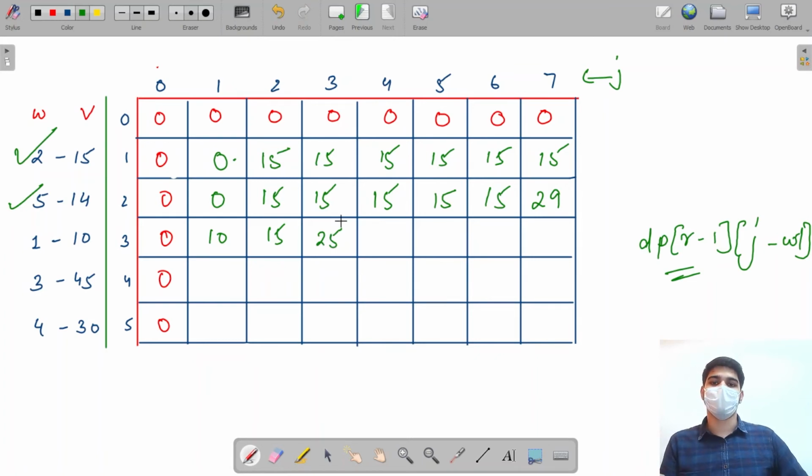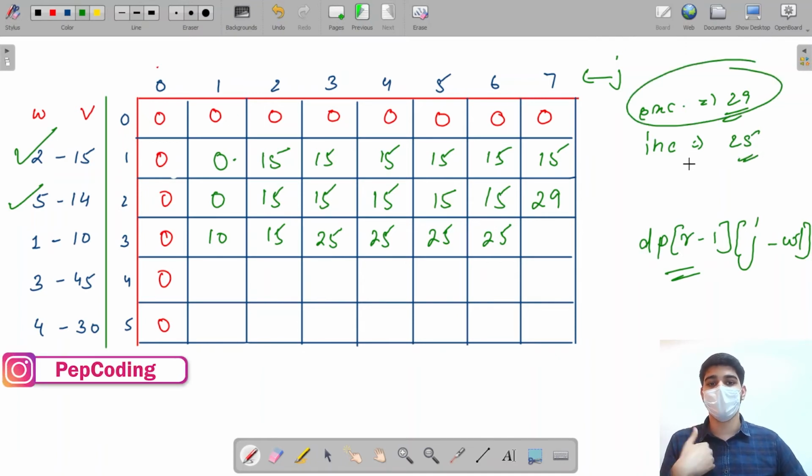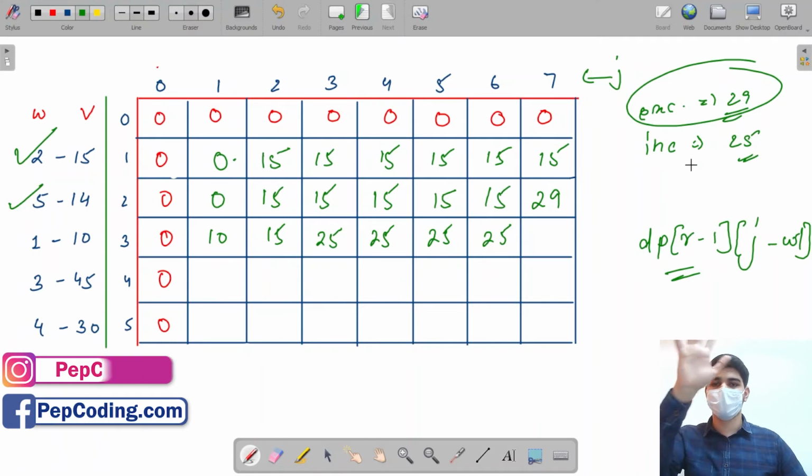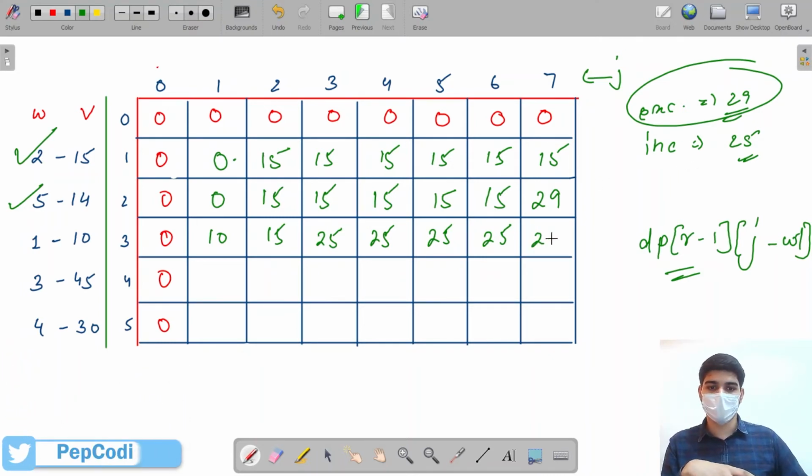Hence, I get 25 over here. Again, at this place, exclusion would give me 15. Inclusion would give me 10 plus 15, which is 25. At this point too, 25, 25. Now, at this point, exclusion would give me 29, right? Exclusion would give me 29, and inclusion would give me 25. Exclusion wins. It's better if I don't include myself and let the rest of the two elements stay in the bag, right? That means 29 over here, right?